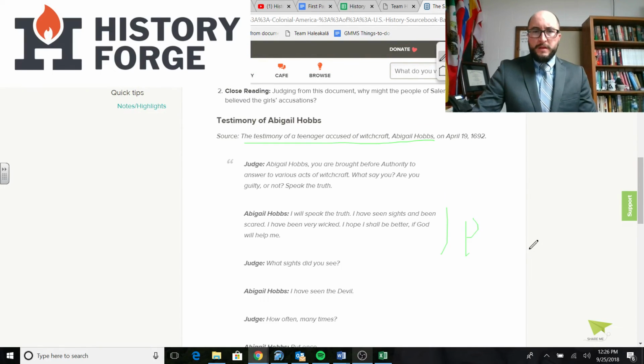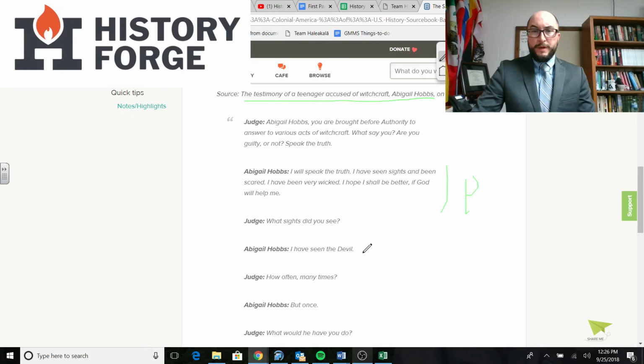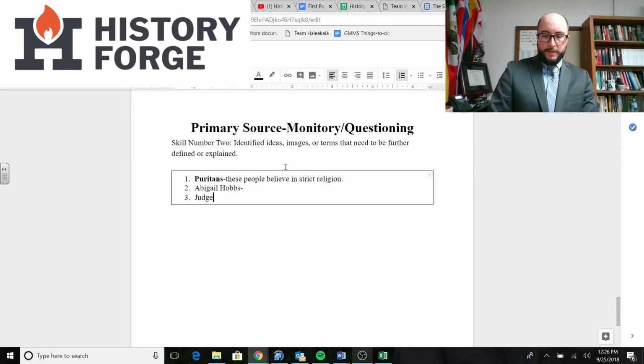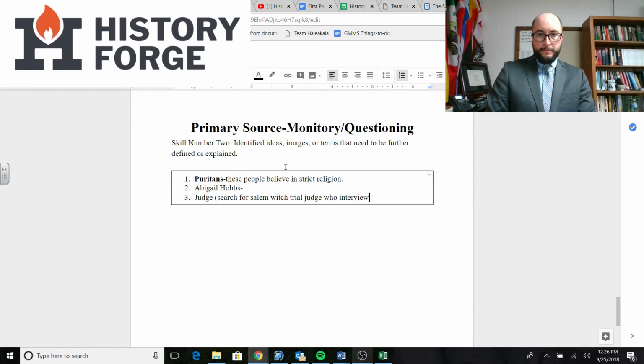It's pretty vague, so what we want to do is circle or write the things that we don't know, like the judge, for example. And a lot of you are like, well, how do we search this? Well, we know he's from the Salem witch trials. So right here we could say search for Salem witch trial judge who interviewed Abigail Hobbs. See? Nice and easy. Now, you don't have a lot of information, but you can Google this later.